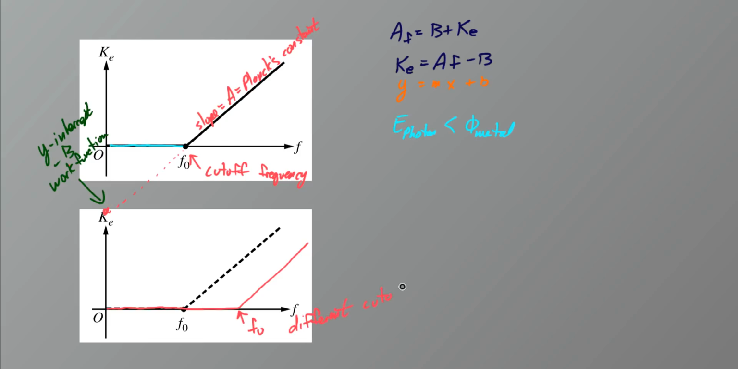Different cutoff frequency. You could also trace that back and show a different work function, a different y-intercept, but it only says to explain one, and it's a time test, so let's not dig ourselves any deeper than we have to.